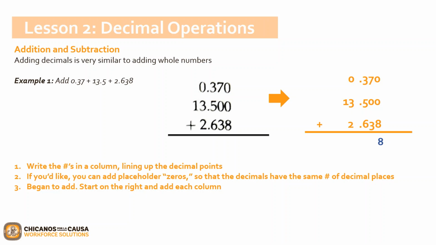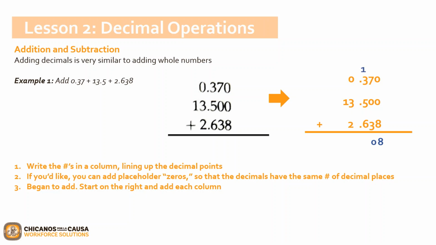We're going to move on to the next column, 7 plus 0 plus 3. This actually gives us 10. So we are going to go ahead and put a 0 here, but we are going to carry over that 1 from the 10 to the next column.